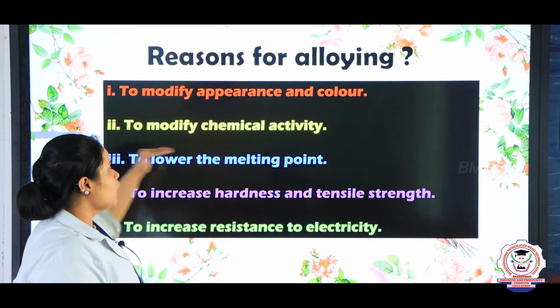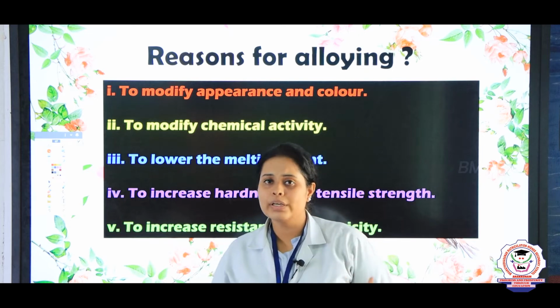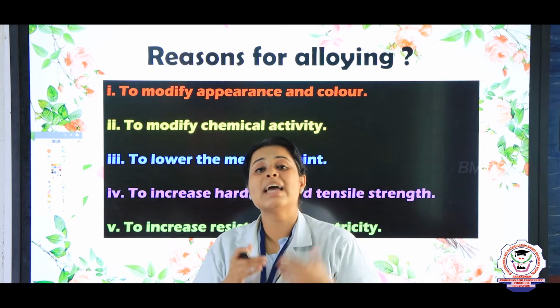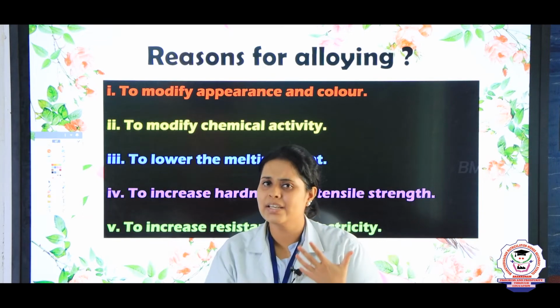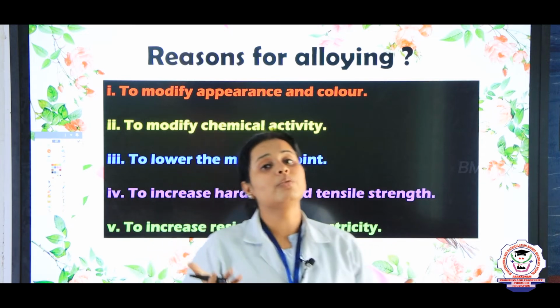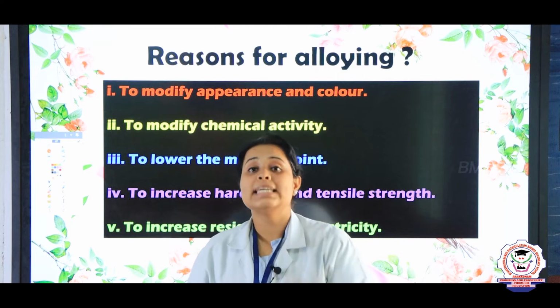Then it also lowers the melting point. See, generally what happens in alloying is you are just adding different metals. Due to the addition of different metals, the characteristics also will be changed a little bit, due to which the melting point decreases and furthermore you will see that the combination of different elements will be easier.